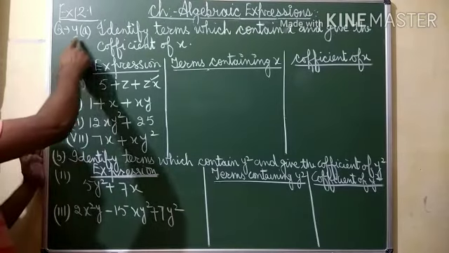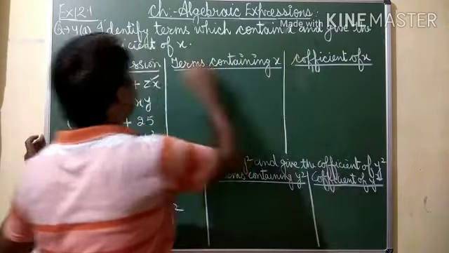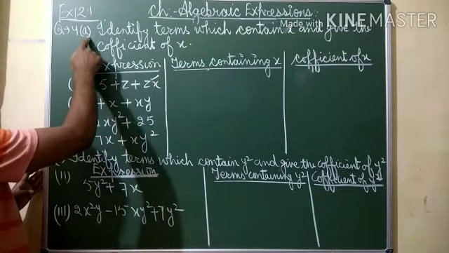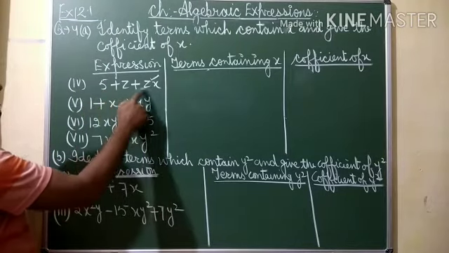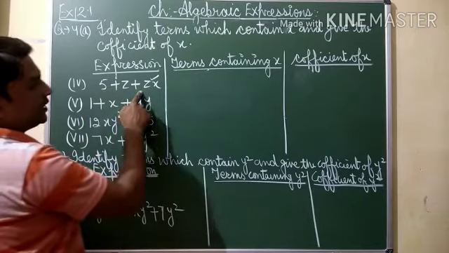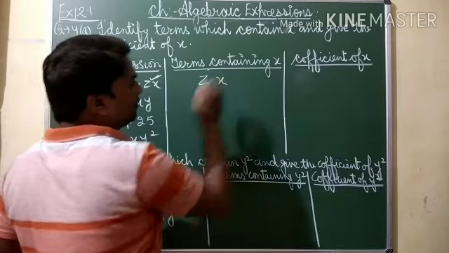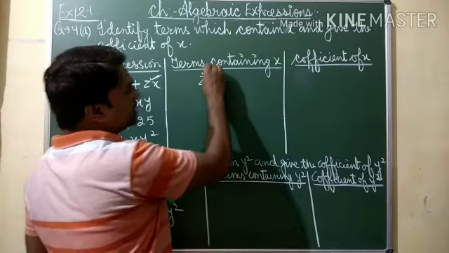Next is question number 4, A part. Identify terms which contain x and give the coefficient of x. So first we have question number 4, A, 4th part. The given expression is 5 plus z plus zx. Now in this expression, the term containing x is zx. Therefore, the coefficient of x in term zx is z.